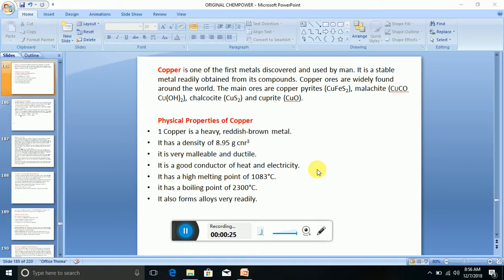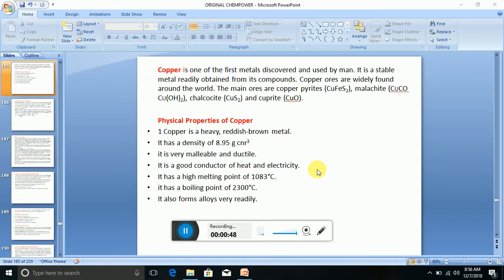The main ores are copper pyrites, CuFeS2, malachite, CuCO3, chalcocite, Cu2S, and cuprite, Cu2O.